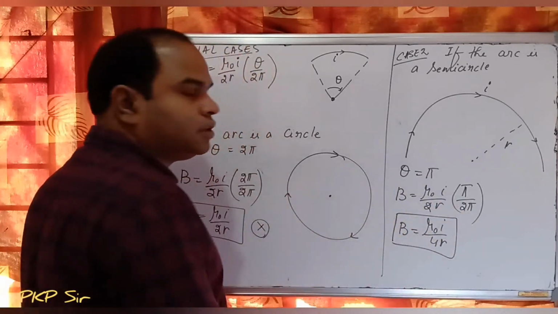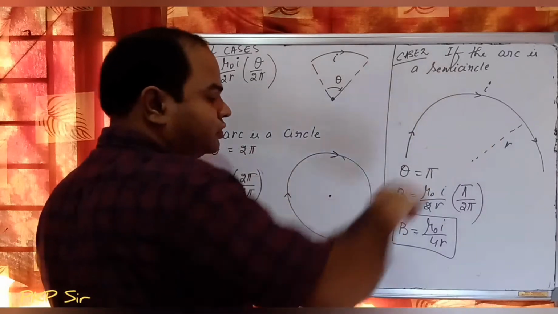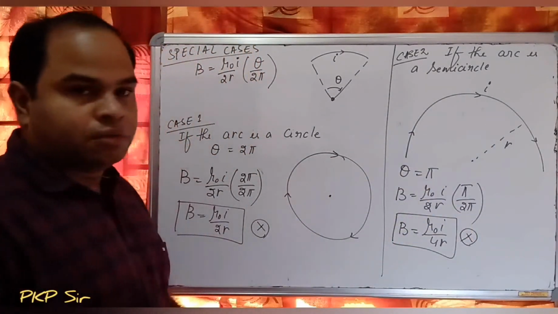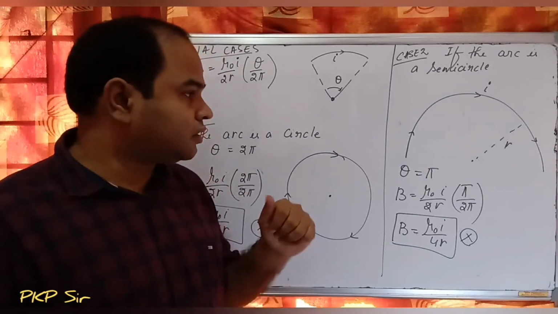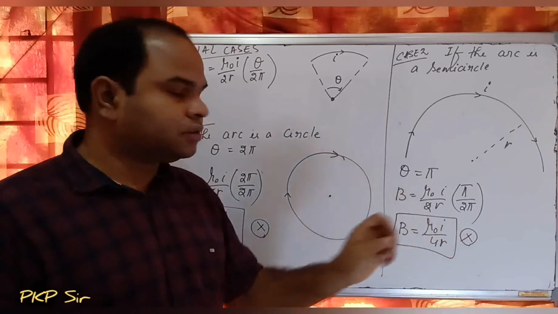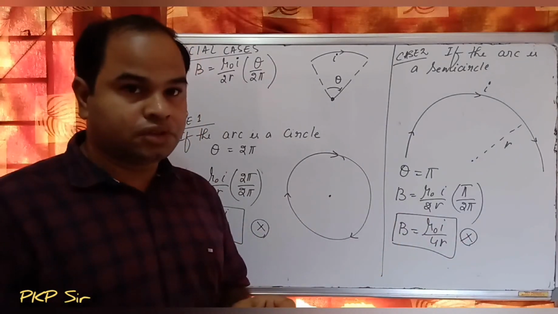What is the direction? Curl your fingers along the direction of current. The direction is inward. So the magnetic field produced at the center of the semicircular wire is mu naught I by 4r. The direction produced is inward. Okay?